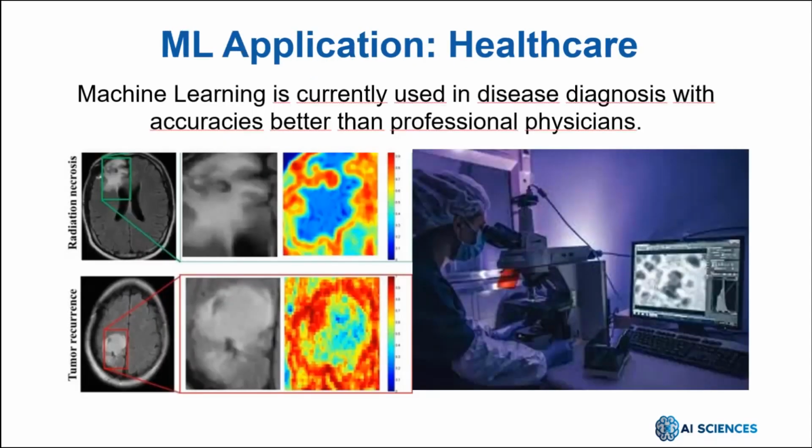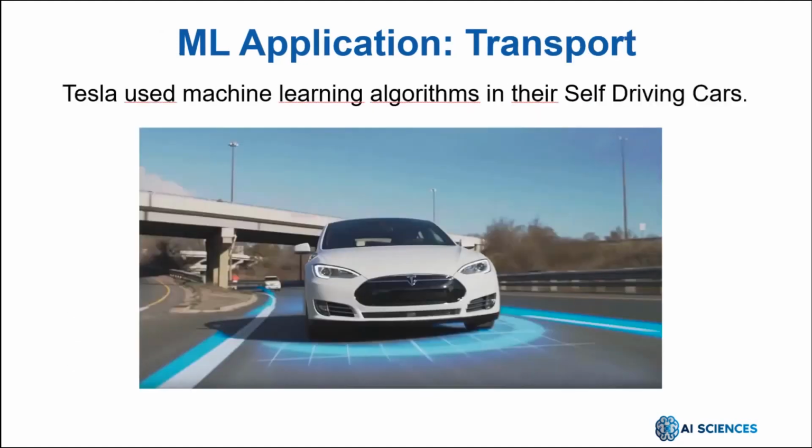In healthcare, machine learning is currently used in disease diagnosis. It provides higher accuracy compared to professional physicians. It is also undergoing extensive research in drug discovery. Another application is robotic surgery, where we have an AI robot helping and performing the surgery with a precision that is actually higher than that of the best surgeons. In transport, Tesla used machine learning algorithms in its self-driving cars. Machine learning is also used for air traffic control.